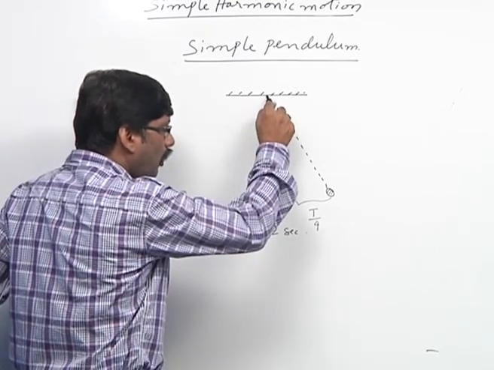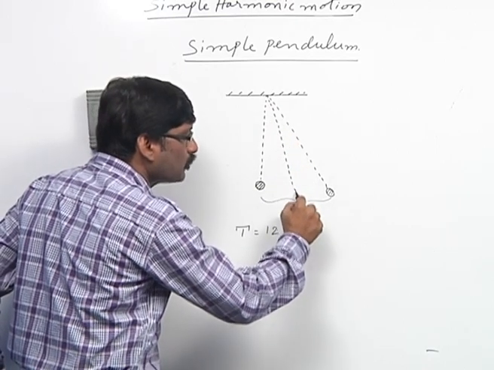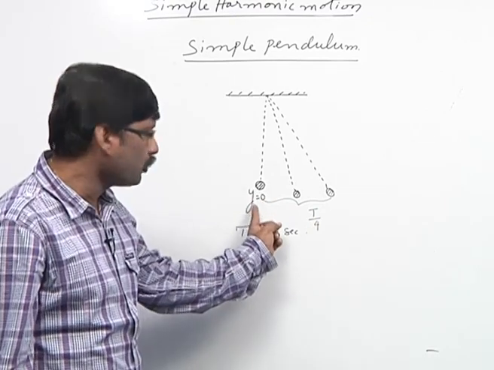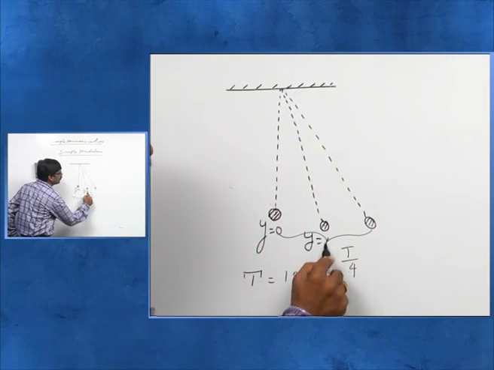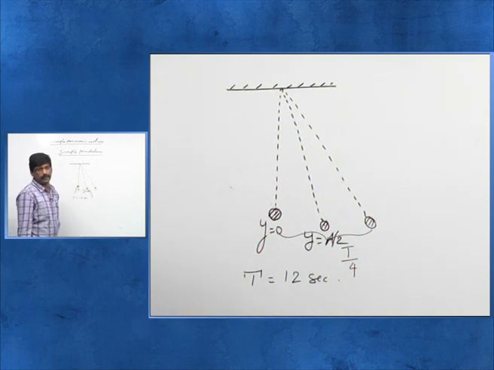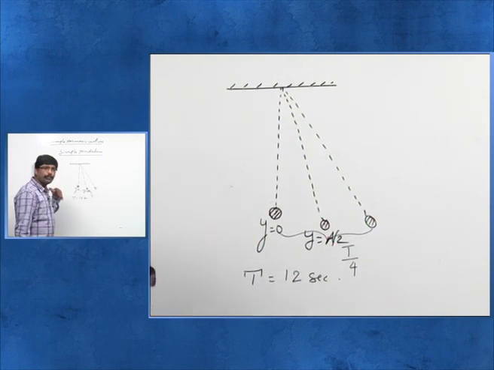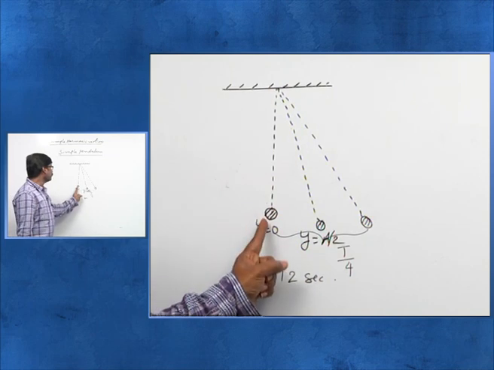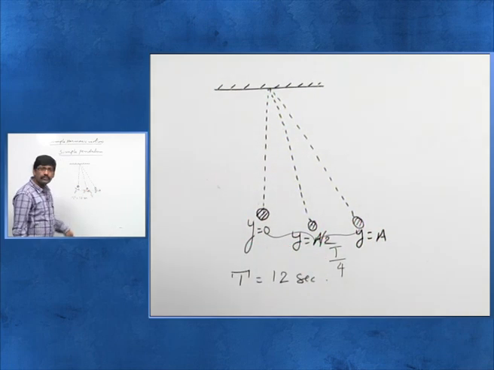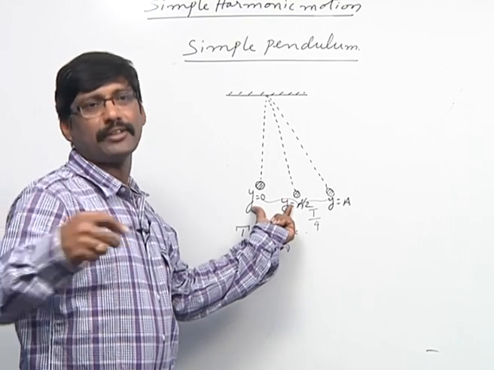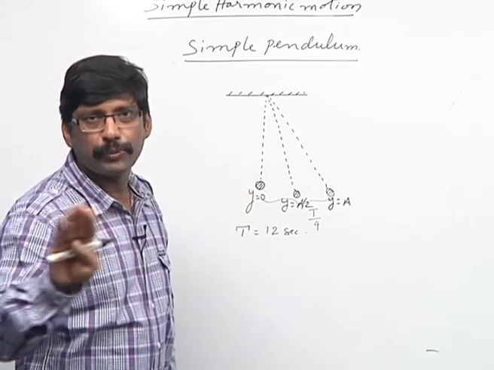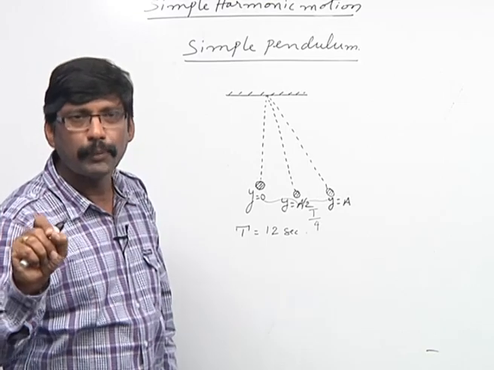But usually they ask how much time it takes to travel from the mean position, y is equal to 0, to y is equal to a by 2. That is, from the mean position to the middle position, how much time does it take. But usually the student makes an immediate approximation. Since y is equal to 0 to y is equal to a takes T by 4, and since displacement is half, they write T by 8. Usually that is a silly mistake they make. But actually, since the bob is not moving with uniform speed or uniform velocity, its velocity is varying, so be careful.